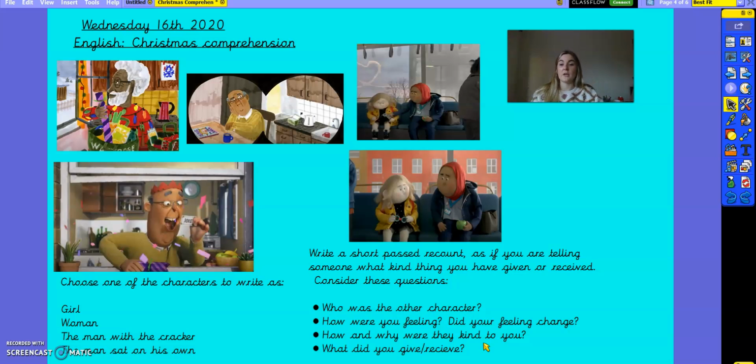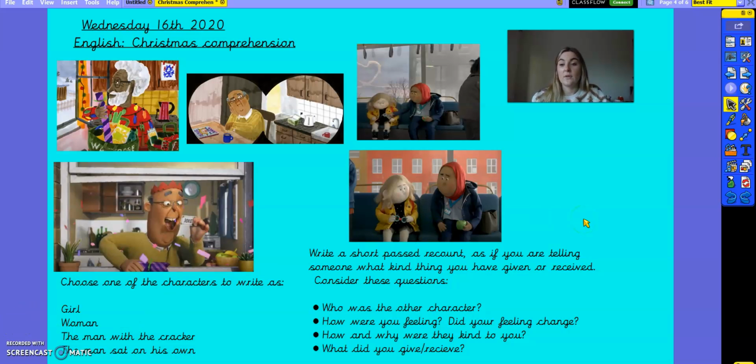I think that would be good, as long as it's enough to explain what happened and how you felt about it. Try and think about your expanded noun phrases when you're describing the other character or the kind thing that they did for you or the kind thing that they gave you. Okay? Is there any speech? Did they speak to you? You could use your punctuation and your speech marks knowledge to write your recount. And remember to use all of those skills that we would usually use, so capital letters, and reread your writing. Say it out loud to make sure that it makes sense. So I want you to write a small recount as if you were one of those characters.